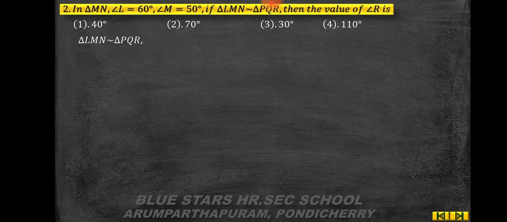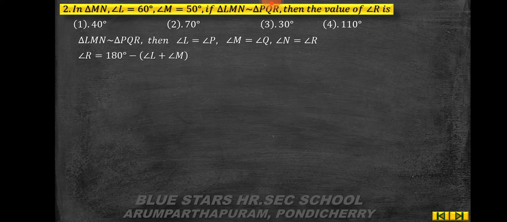So given triangle LMN is similar to triangle PQR, then angle L is equal to angle P, angle M is equal to angle Q, angle N is equal to angle R. Then angle R is equal to 180 degrees minus the sum of angle L and angle M. Angle R is equal to 180 degrees minus (60 degrees plus 50 degrees), which is equal to 70 degrees. So the correct option is option 2. The answer is 70 degrees.